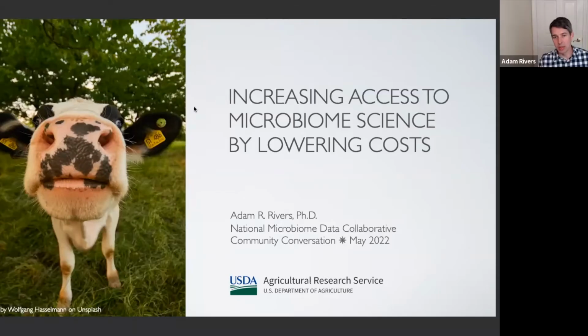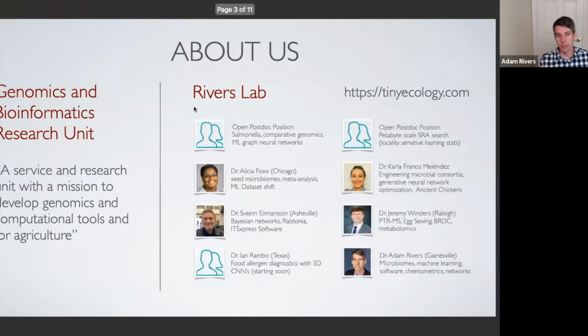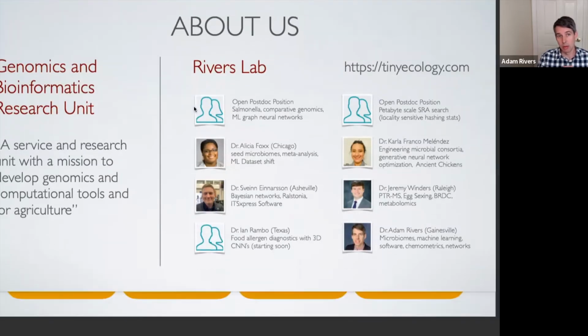Thanks. I'm Adam Rivers. I'm a computational biologist with the USDA Agricultural Research Service. Next slide. I'm part of a unit that does research into genomics and develops computational tools for agriculture, and I'm one of 4 PIs in the unit. We have 6 people working on different areas of that and a couple of open positions. I can, next slide, talk a little bit about what we do.